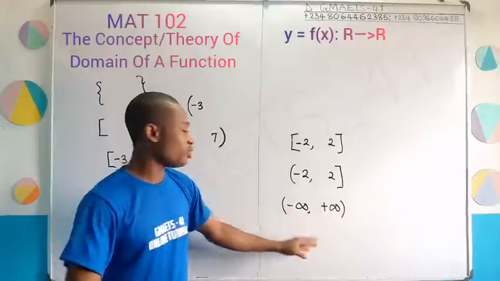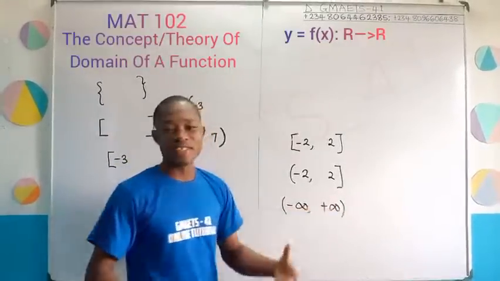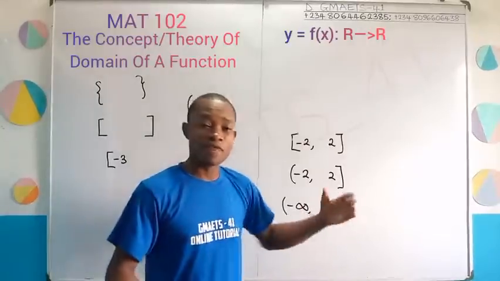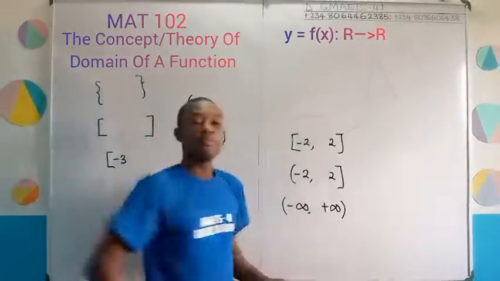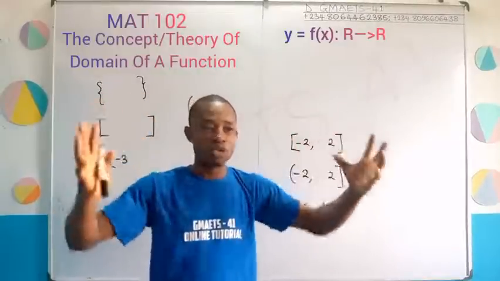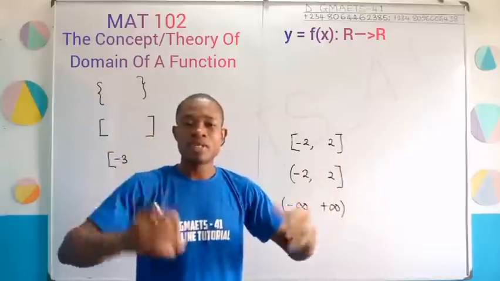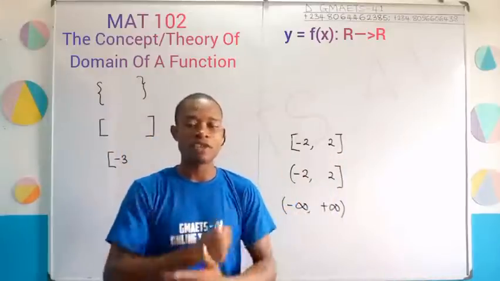-infinity is not part of the domain, +infinity is not part of the domain, of course, because infinity is not a number. So in this case, this infinity, because of this curved bracket, it means that infinity is just a boundary. Are you following, right? So it is only the numbers between them that form the domain of a function.